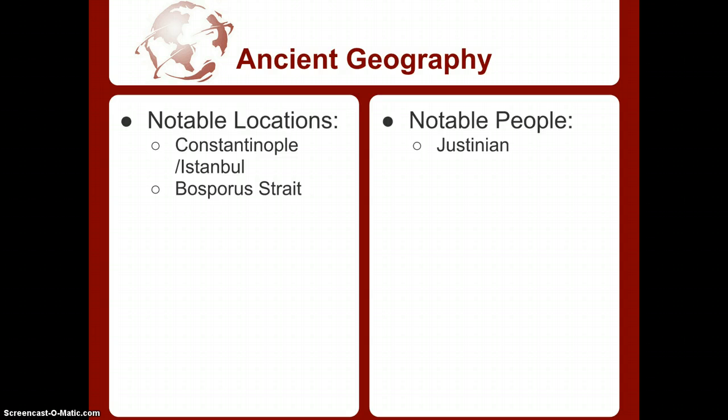The Bosphorus Strait, I'll show you a map and let you know where that is, but essentially we're looking at this narrow stretch of water that separates the Mediterranean and additional seas from the Black Sea. And the notable person that we're going to talk about today is going to be Emperor Justinian of the Byzantine Empire.